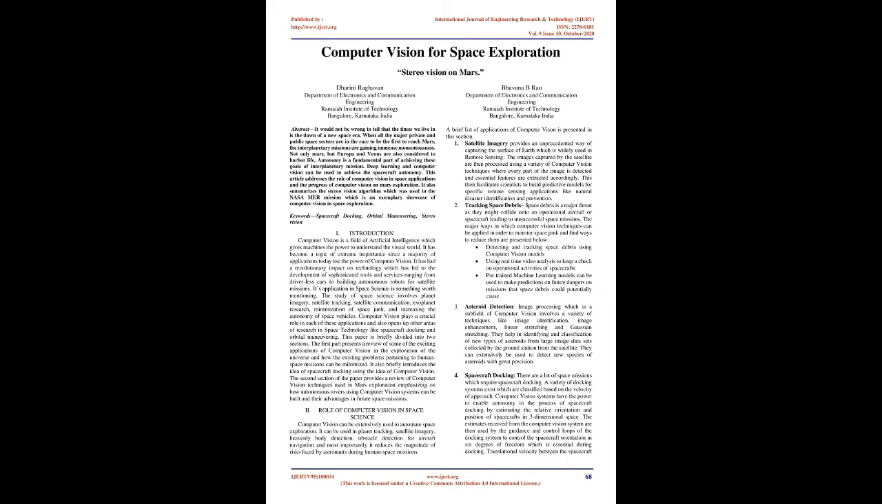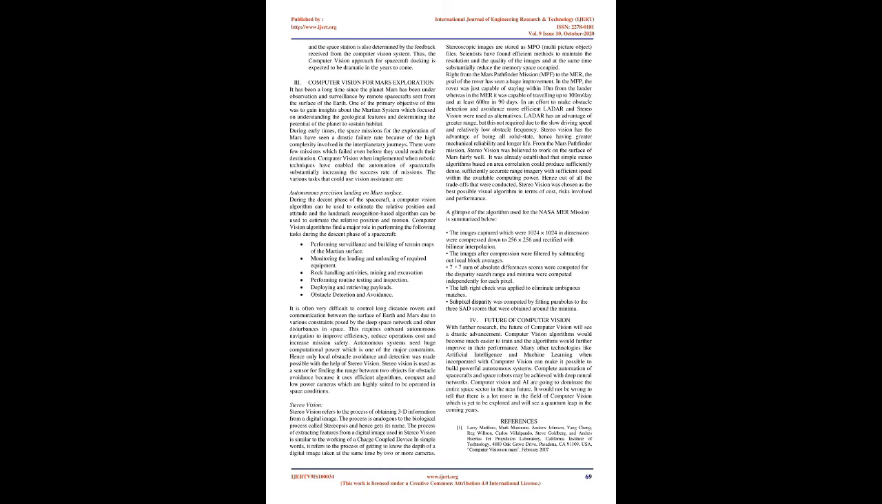2. Tracking space debris. Space debris is a major threat as it might collide with an operational aircraft or spacecraft, leading to unsuccessful space missions. The major ways in which computer vision techniques can be applied in order to monitor space junk and find ways to reduce it are presented below. Detecting and tracking space debris using computer vision models. Using real-time video analysis to keep a check on operational activities of spacecraft. Pre-trained machine learning models can be used to make predictions on future dangers to missions that space debris could potentially cause.